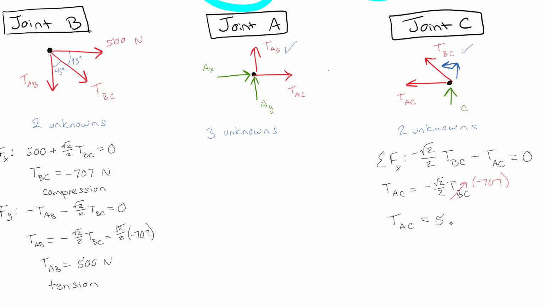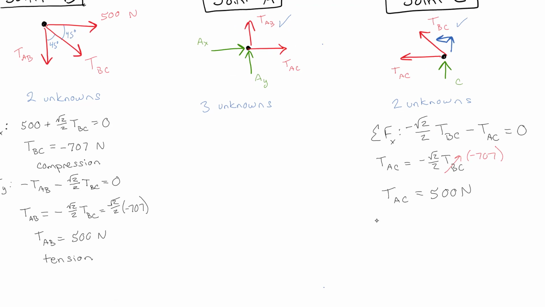So TAC is going to be 500 newtons. All right. And again, I don't know why I'm boxing these in all of a sudden, but this will be in tension. So you can just say T for tension if you want, or not. But this is in tension. And then we'll also look at the sum of the forces in the y direction.